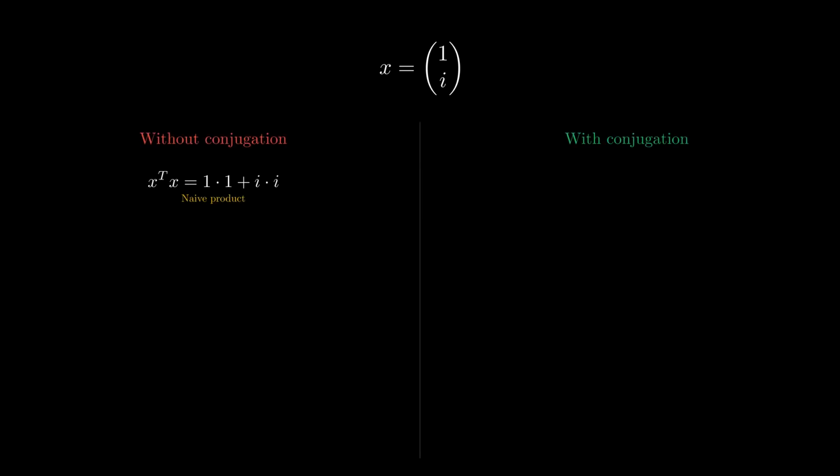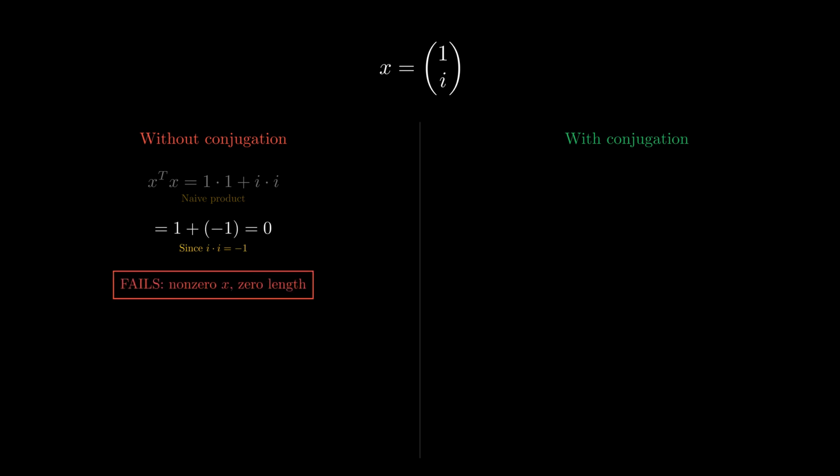Why does the bar matter? Let's see what goes wrong without it. Take the vector x with components 1 and i, and try the naive x transpose x. You get 1 times 1 plus i times i, that's 1 plus negative 1, which equals 0. So a non-zero vector ends up with 0 squared length. That's a disaster.